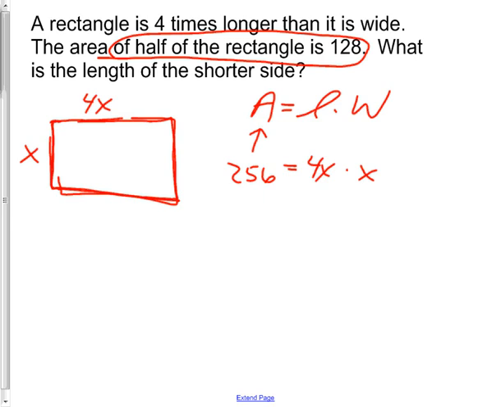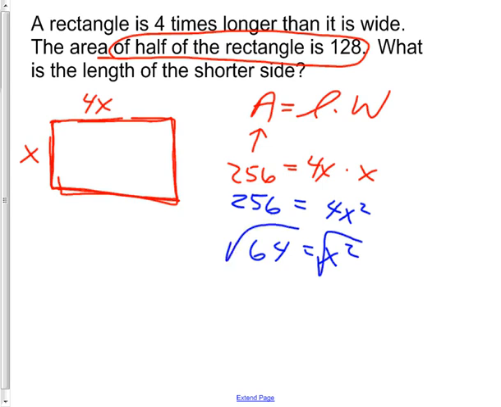Okay, so the 4x times x is 4x squared, 256. Divide by 4 on both sides. 64 is x squared. At this point, when I take the square root of both sides, do I get an absolute value of x? You bet I do. But that'll mean positive and negative 8.